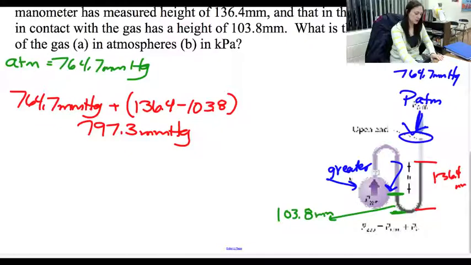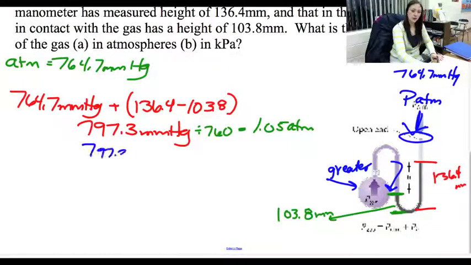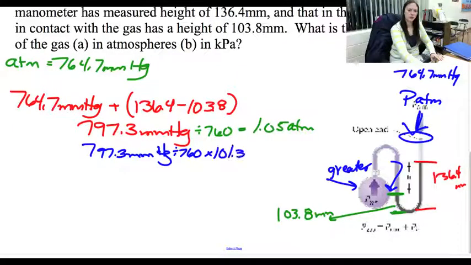Now it wants to know what is the pressure in atmospheres and kilopascals. To convert to atmospheres, you simply divide by 760. There's going to be 1.05. And then you take 797.3 millimeters of mercury. I want to go to kilopascals. It's probably easier to go through atmospheres because I'm going to end up dividing by 760 and then multiplying by 101.325. You're going to get 106.3 kilopascals. Again, if you don't like it like this, then just set up the ratio.